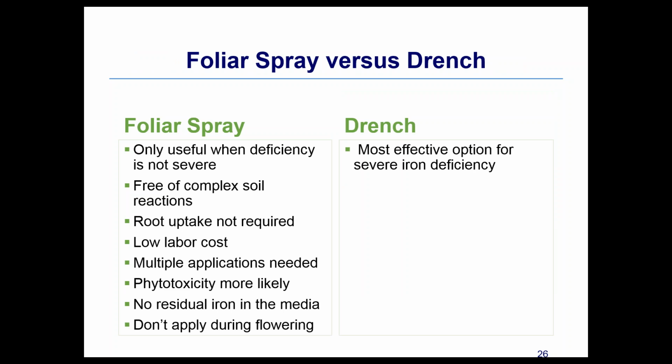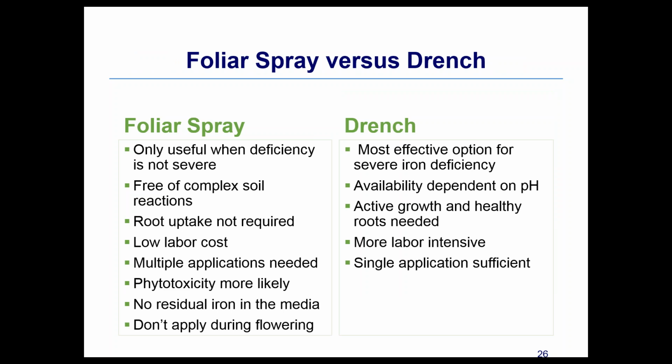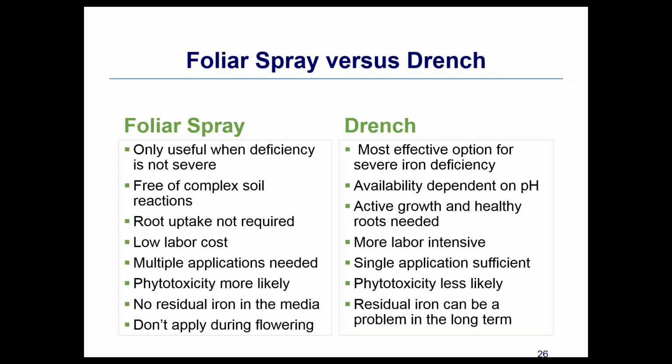Very quickly here, a big question that I hear is whether you should drench or foliar spray. So the bottom line is you can foliar spray when the deficiency is not severe. It has the benefit that it doesn't interact at all with the complex soil reactions. We're going to talk a little bit about that pH. Root uptake is not required. So in times when it's too cold, when there's root pathogens or other problems, foliar sprays are an option. It has the benefit that it has low labor costs because it's easier to apply.